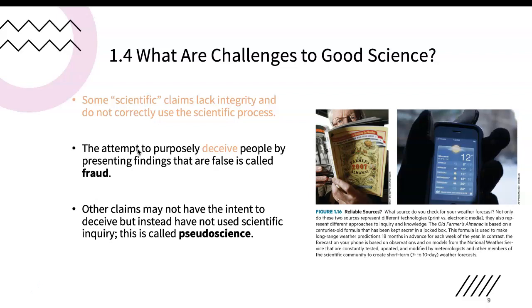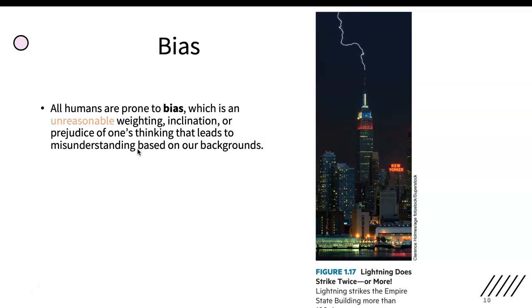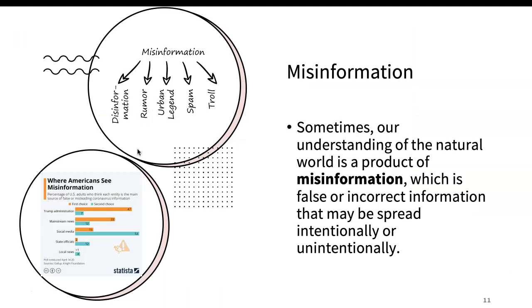So what are challenges to good science? Fraud, pseudoscience, bias. Bias is unreasonable thinking. That means you're thinking one way and neglecting the whole picture. And we receive a lot of misinformation from the social media, from the news, from our government, from the leadership. And it is you, a scientist's obligation to examine if those information are true or not.